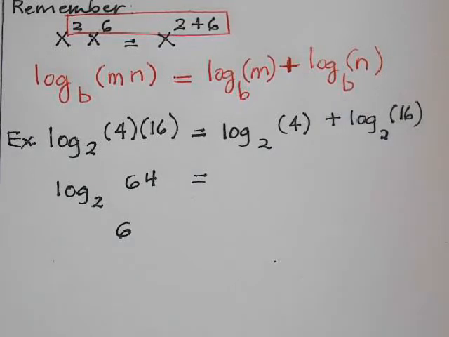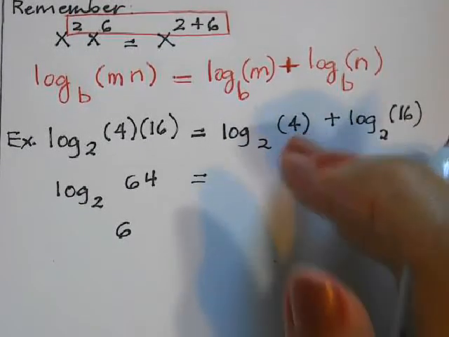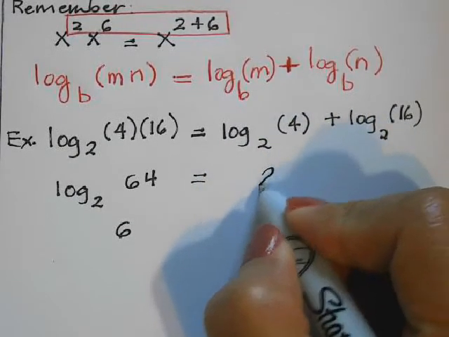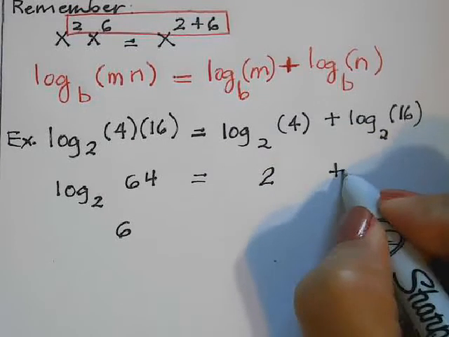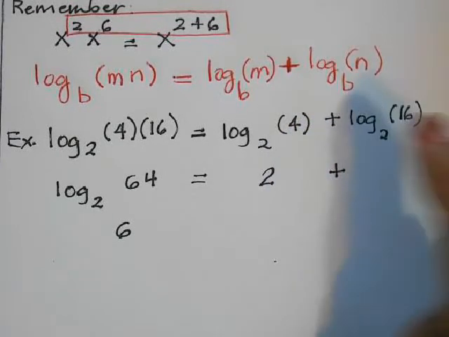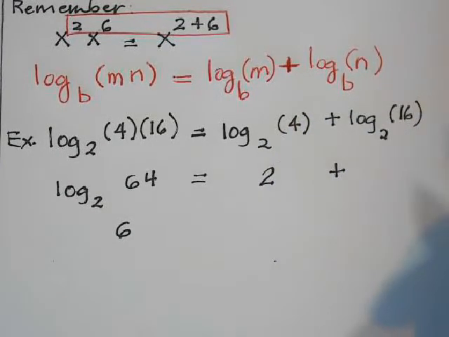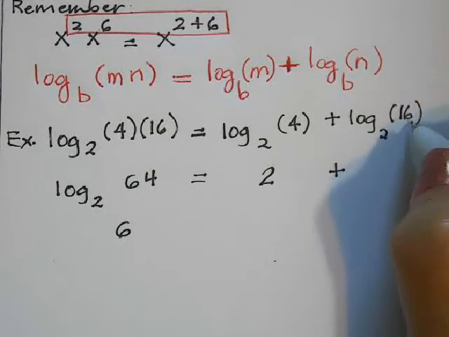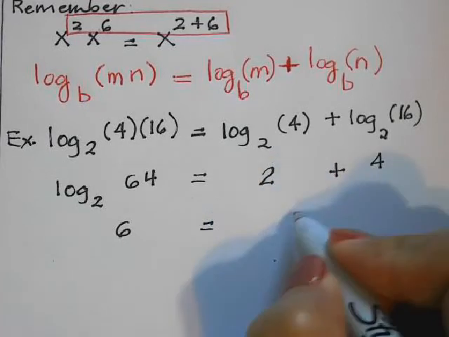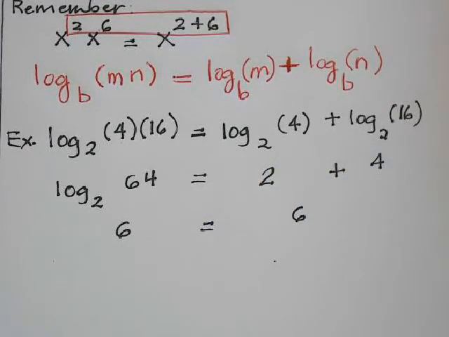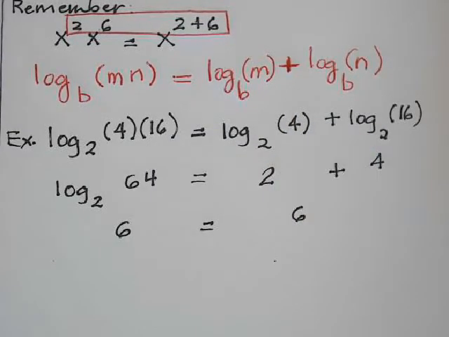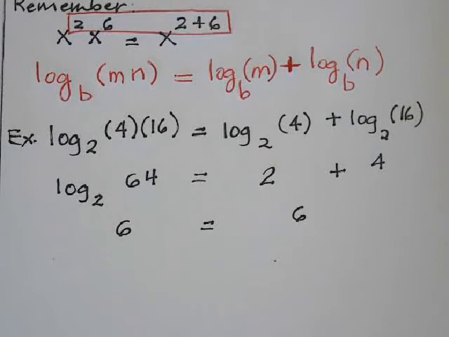So let's go to the right side. What's log base 2 of 4? 2 to what power will give you 4? That will be 2, plus, log base 2 of 16. 2 to what power will give you 16? That's 4. So 2 plus 4 is 6, and you see this is equal. So it's correct, the rule is correct. To expand this, you really have to add the logs of each factor.